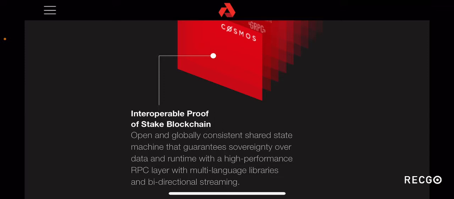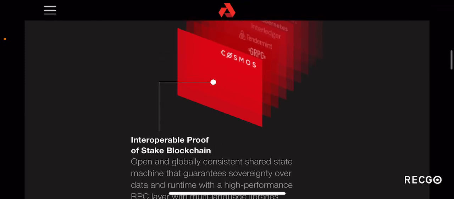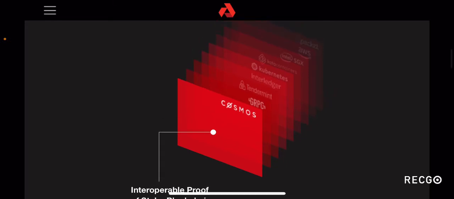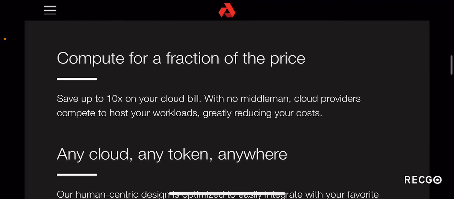So let's say for example, if you see Cosmos, which is a very popular blockchain, it can be interoperable with several other blockchains in a bidirectional manner with Akash Network, right? So again, that's a very key feature of Akash Network.